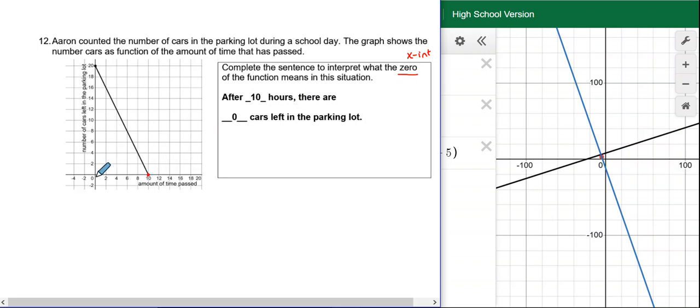After 10 hours, so the amount of time has passed. So like when he first looked at the parking lot, there were 20 cars. As time went on, the number of cars declined so much that after 10 hours, there were 0 cars. That's what we call the zero of a function.